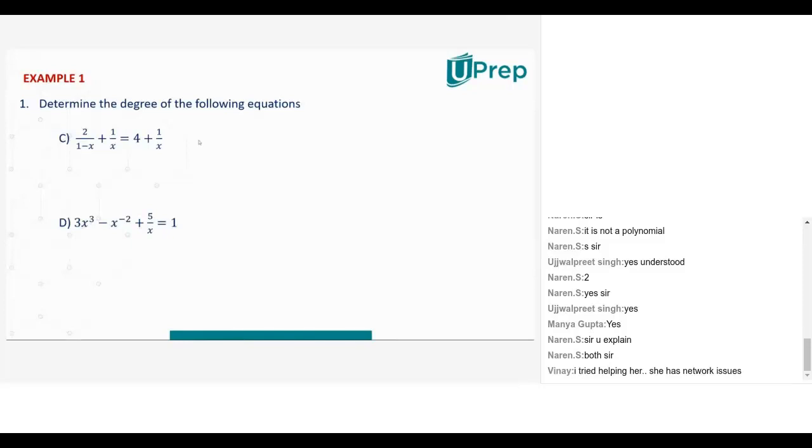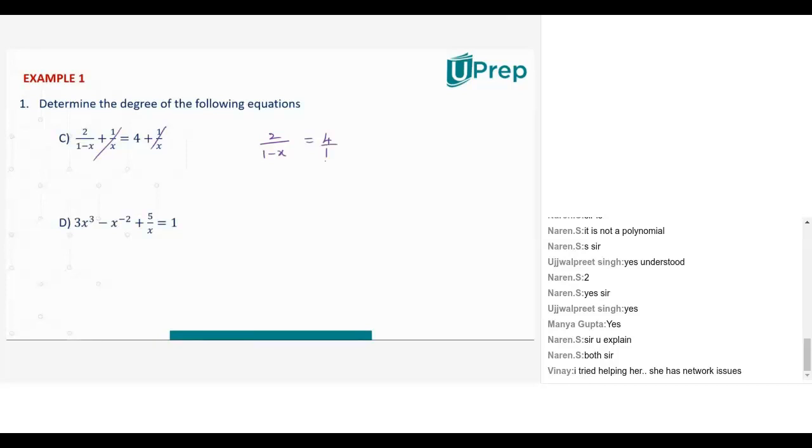First, as a fundamental mathematical application, let's simplify this equation. Obviously, 1 by x on both the sides get cancelled. So they will not be participating in the expression at all. They are just dummies. They get cancelled on both the sides. So what I am left with is 2 by 1 minus x is equal to 4.